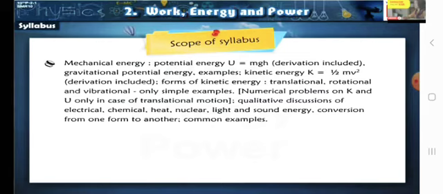Translational, rotational and vibrational. Only simple examples. Numerical problems on K and U only in case of translational motion. Qualitative discussions of electrical, chemical, heat, nuclear, light and sound energy. Conversion from one form to another. Common examples.